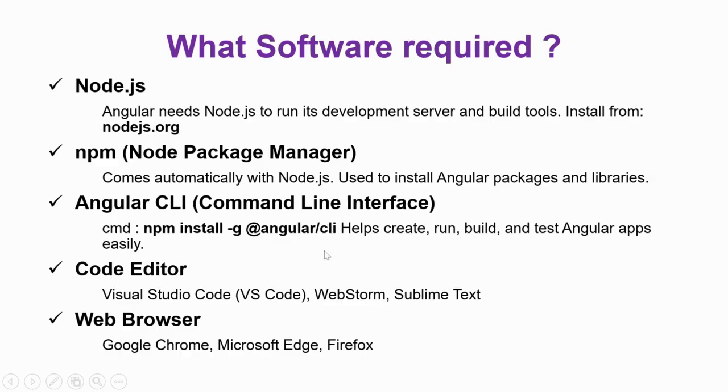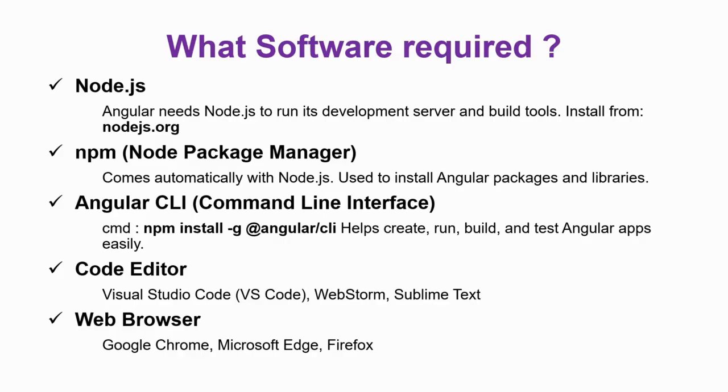You can install this via the command npm install hyphen g at the rate angular slash cli. G is for global. If you don't want to install globally, then you can remove that. If you want to install it globally, then you have to type hyphen g, and at the end you can see cli. If you want to install a particular version of the Angular CLI, then you can type npm install hyphen g at the rate angular slash cli at the rate that particular version. That way you can install Angular and execute the commands which are built in here.